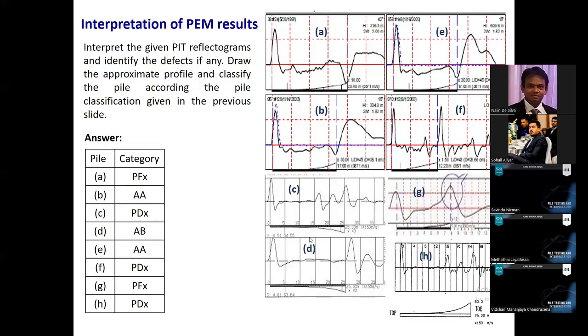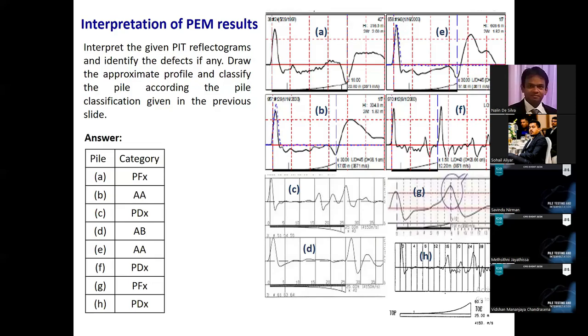Pile D, no major defect is encountered, so it can be classified as AB. Similarly, E, no defect, so it can be classified under AA. Then F has multiple defects. Then G, close to the pile toe, you can see a response in the direction similar to the initial response. This is indicating some flaw along the pile. So it can be classified under PFX.